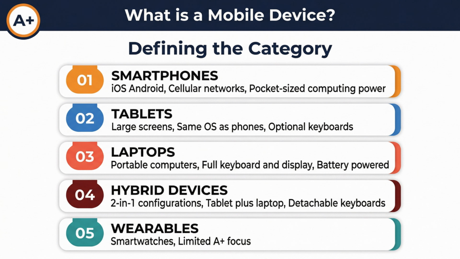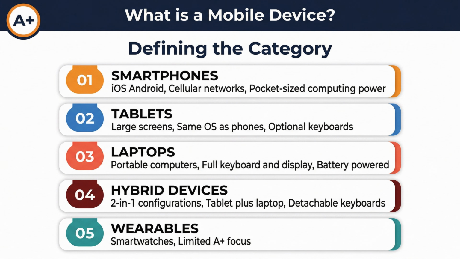It has a keyboard, a display, a battery, and all the computing components of a desktop machine, just packaged into a portable form factor. Laptops are extremely common in enterprise environments and are a major focus of the hardware components in Objective 1.1. Mobile devices also include hybrid devices, sometimes called 2-in-1s. These are devices that can function as both a tablet and a laptop, often with a detachable or foldable keyboard.